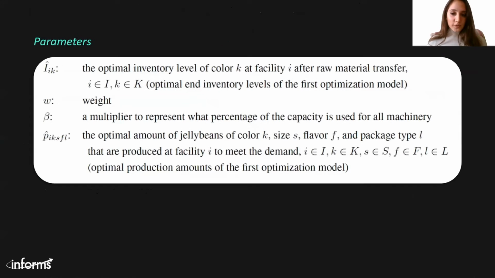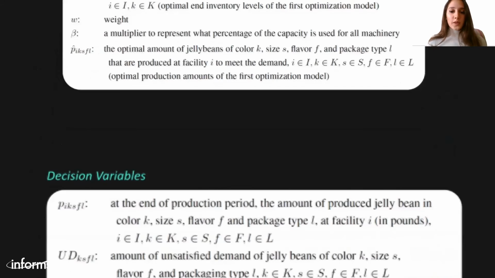The parameters of this model: I hat is the optimal inventory level obtained from stage 1. W is the weight to prioritize the minimization of the unsatisfied demand. And beta is the key point in this model to find the sequence, and it is a multiplier to represent what percentage of the capacity is used for each machinery. And P hat is the optimal amount of jelly beans of each type produced at each facility. And this is also taken from stage 1.